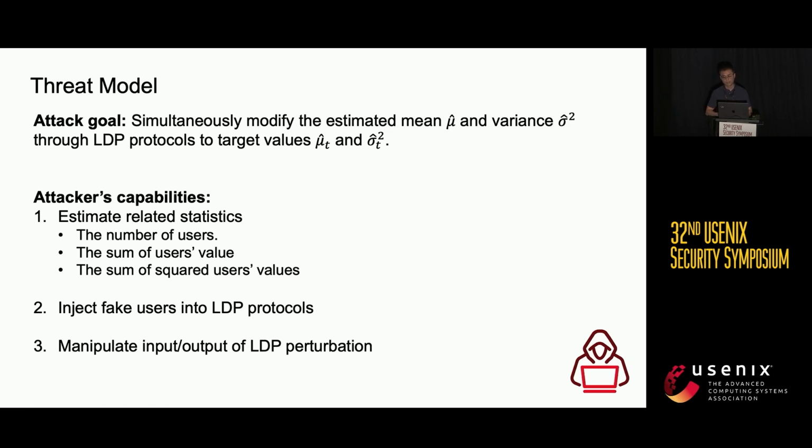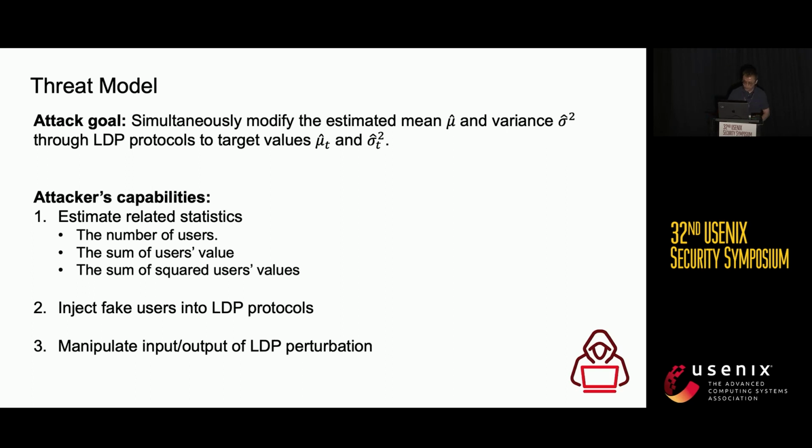Also, we assume the attacker can inject a small number of fake users. This has been proven in prior work, so the attacker can do that with minimal cost. Creating fake accounts or buying fake accounts from the dark markets is relatively inexpensive. Since the randomizer of LDP is controlled by the attacker on the local side, we assume the attacker can manipulate the input and output of the LDP perturbation.